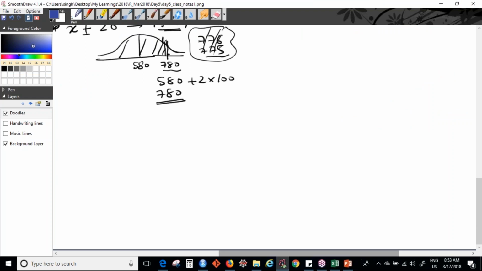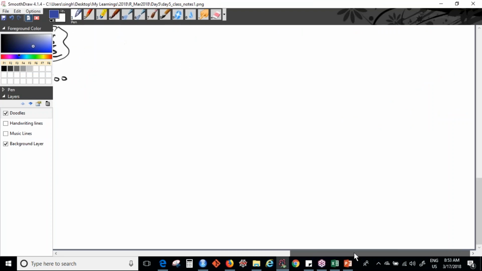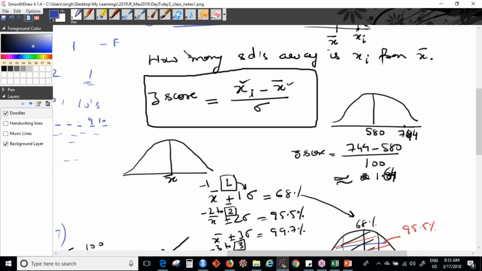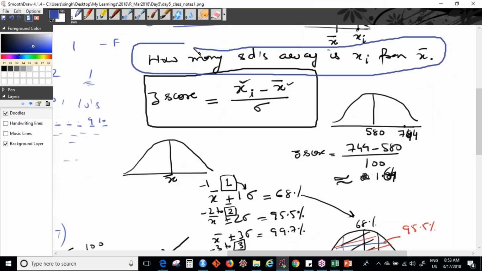Okay guys, so that is your z-score. So just remember this definition. How many standard deviations away is your point from your mean? That is your z-score.